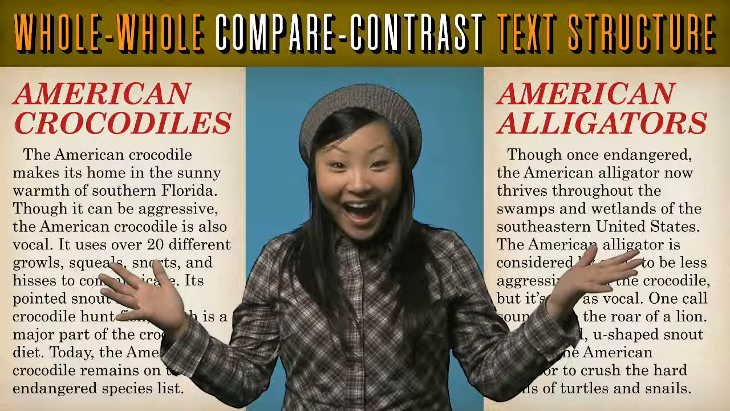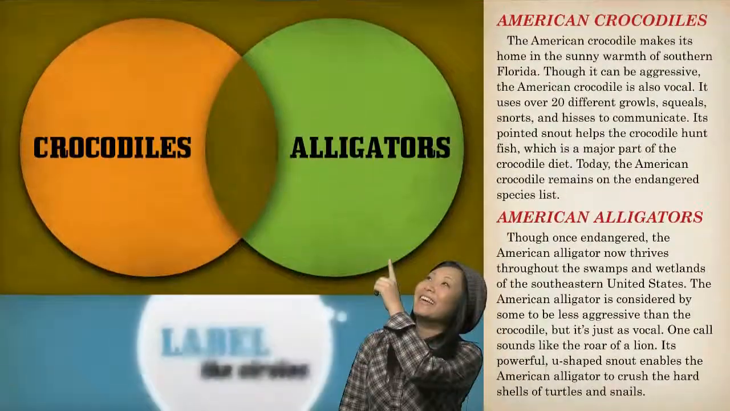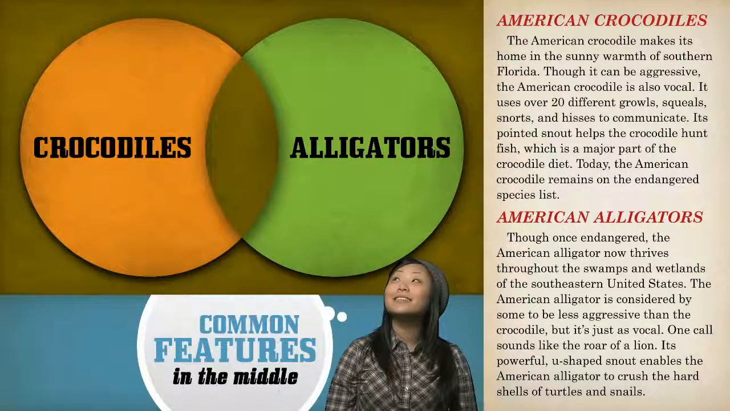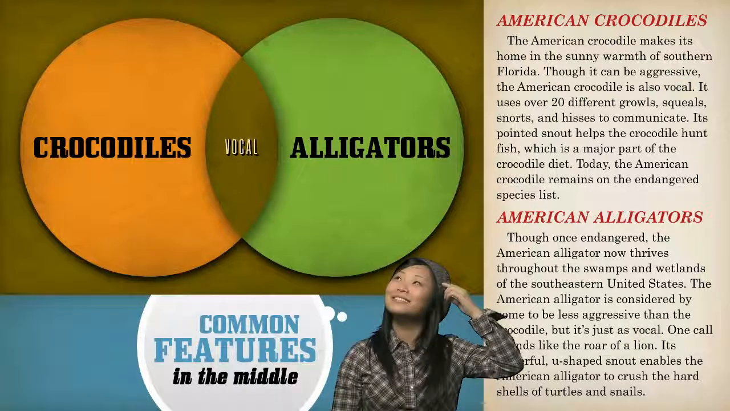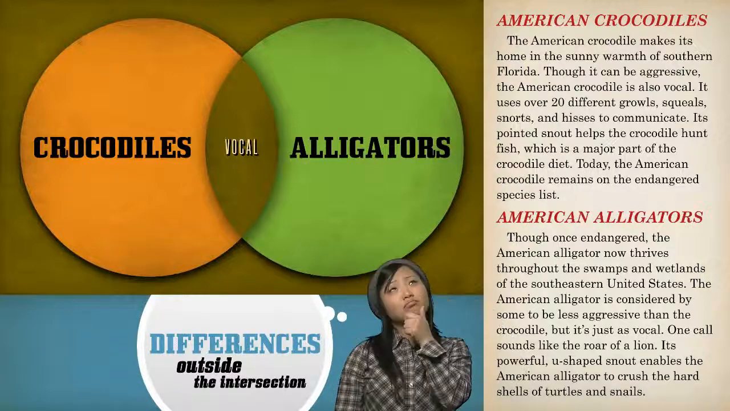I'd better make a graphic organizer so I can remember what to tell Sam about how they are alike and different. I'm going to label the circles crocodiles and alligators. Then I record the common features in the middle where the circles intersect. Both are vocal. This seems to be the only way that I can see they are alike based on this information. Then I will record what is different outside the intersection in the appropriate circle.